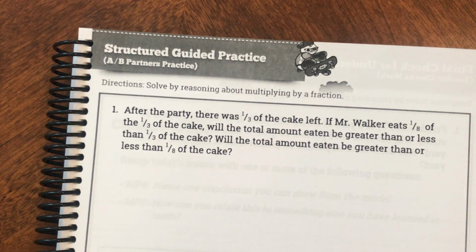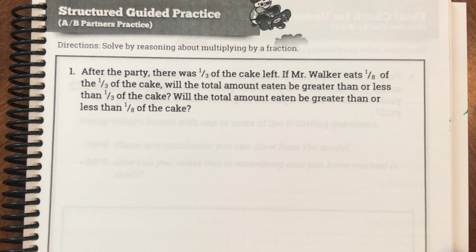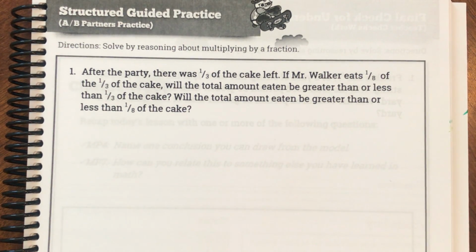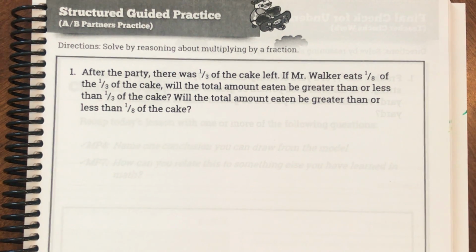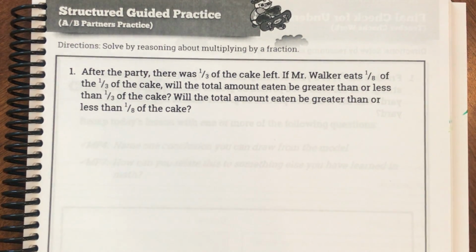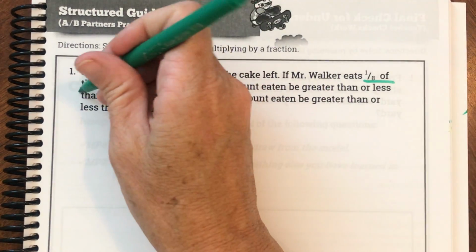We are on page 170. Okay, and our first problem says, after the party, there was 1/3 of the cake left. If Mr. Walker eats 1/8 of the 1/3 of the cake, will the total amount to be eaten be greater than or less than 1/3 of the cake? Will the total amount eaten be greater than or less than 1/8 of the cake? Okay, so again, I see this 1/8 of 1/3.